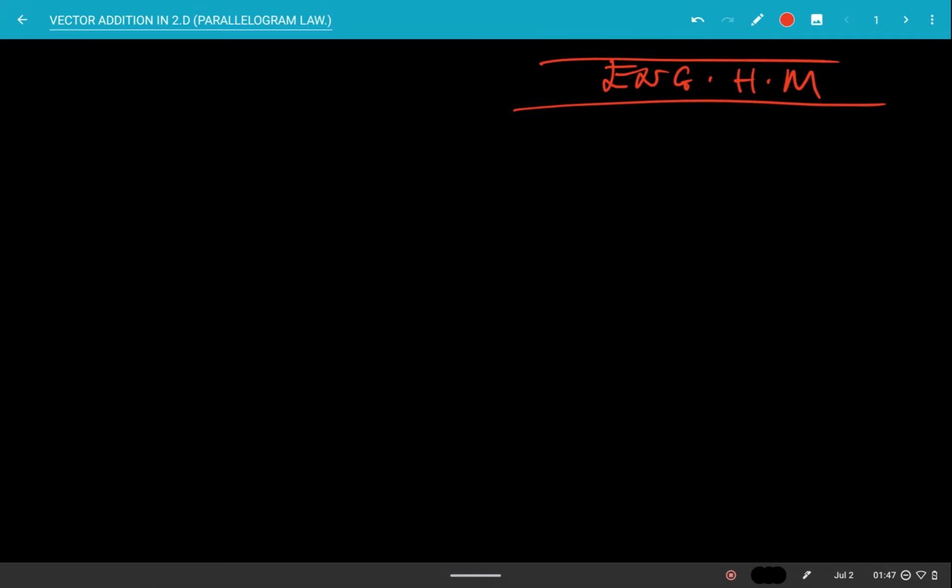Alright, so we're still looking at the vector addition in 2D using the parallelogram law.